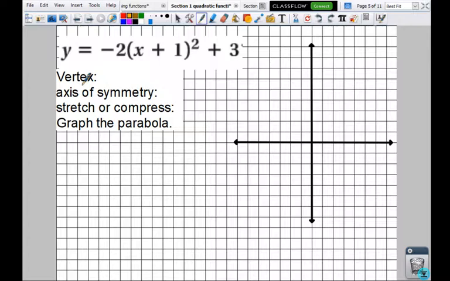So we're going to keep going. We're going to do the same thing here. We're going to find our vertex, axis of symmetry, and then we are going to graph it. So before I do anything else, I'm going to find my A, my H, and my K. So let's keep going through. Maya, what's my A?